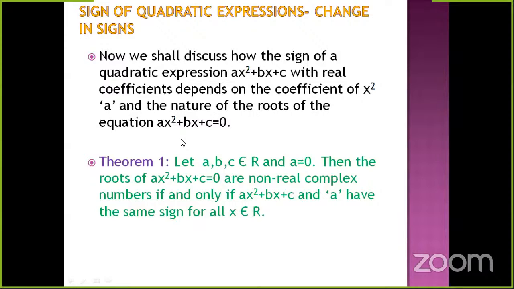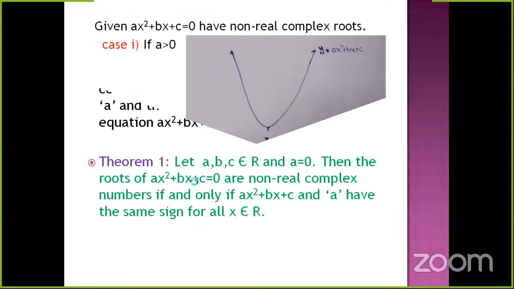So consider the first theorem. Let a, b, c belong to R and a not equal to 0. Then the roots of ax square plus bx plus c equal to 0 are non-real complex numbers if and only if the expression ax square plus bx plus c and a have the same sign for all x belonging to R. So here we are getting the nature of the roots as non-real complex numbers. The proof of this theorem, I am explaining by graphical method.